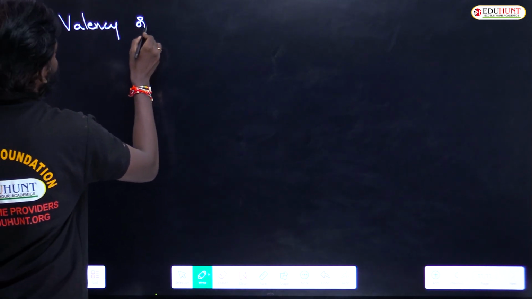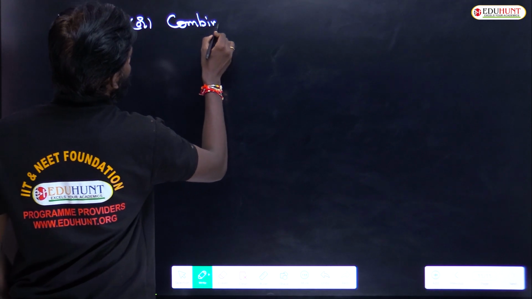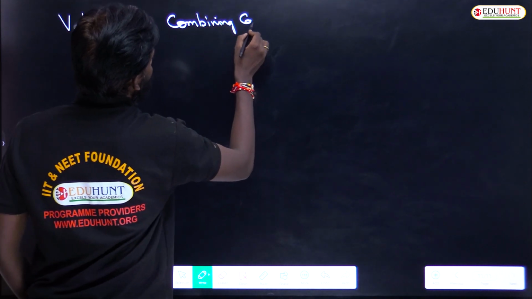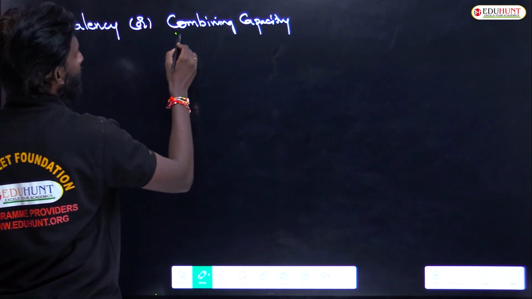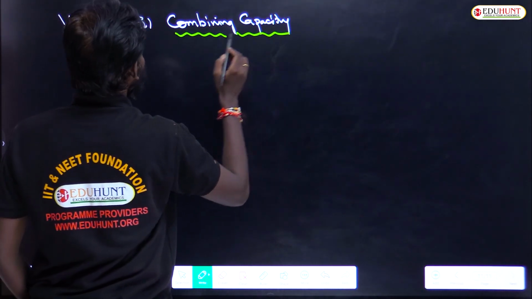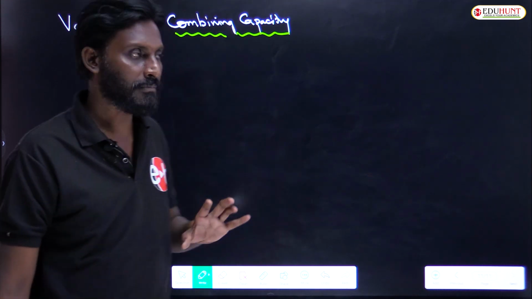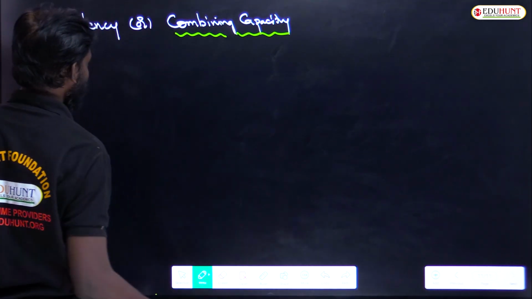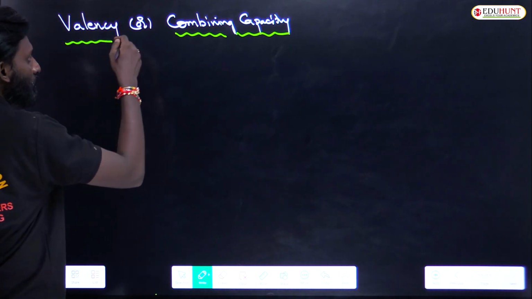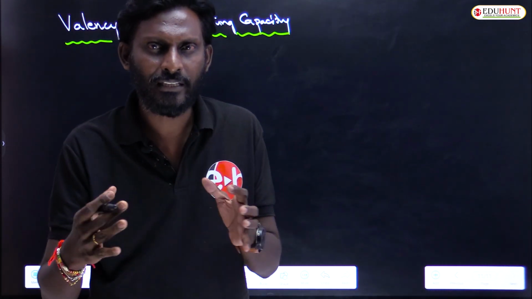Valency, or simply combining capacity. See, combining capacity is a very simple and general term, and valency is a technical term for chemistry, right? But valency means combining capacity. And what is combining capacity and why do we need to determine this?